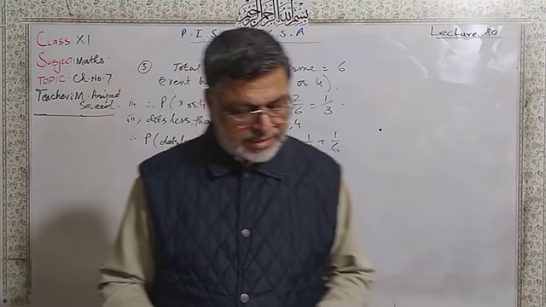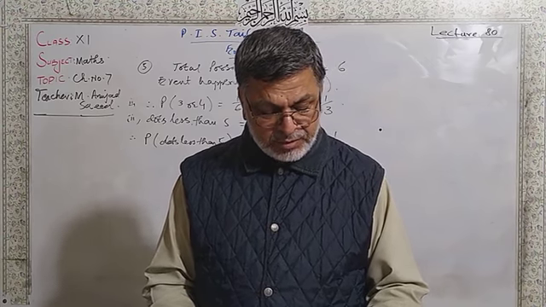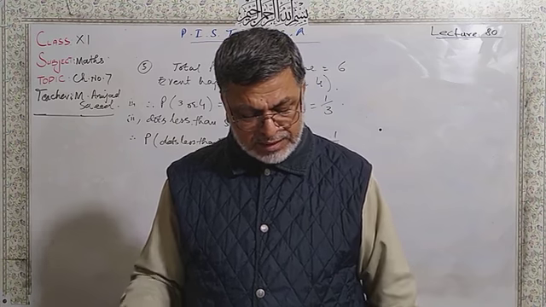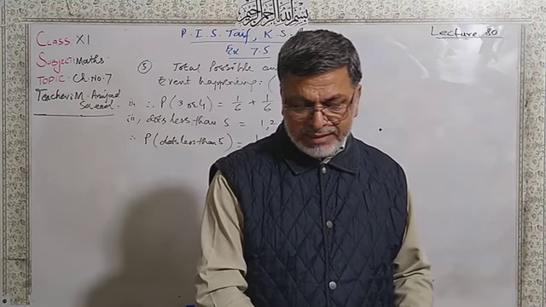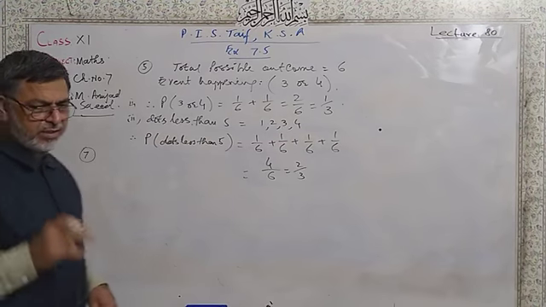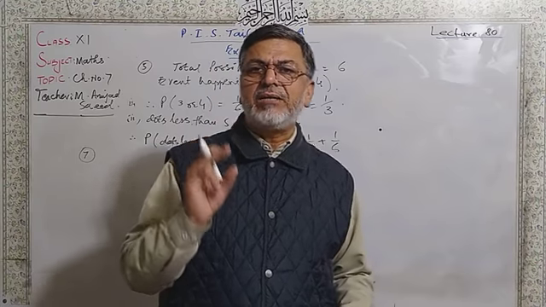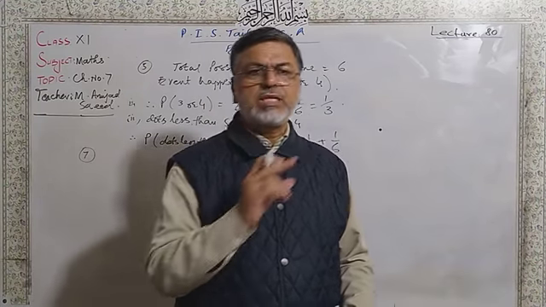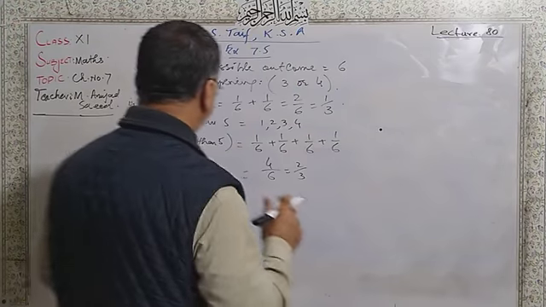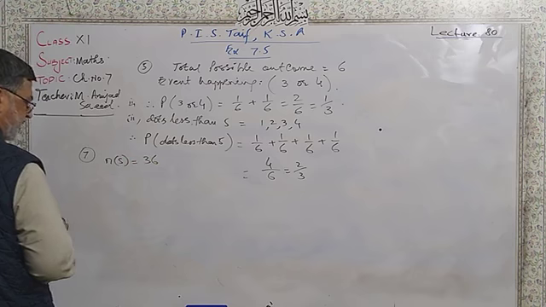After that, we have question number 7. Experiment: two dice, one red and other blue, are rolled simultaneously. The number of dots on the tops are added. The total of two scores is 5, then 7, then 11. Remember that if two dice are rolled at the same time, what is the number of total possible outcomes? Total possible outcomes will be 6 squared, 6 into 6, that will be 36. So this is known as n of S is equal to 36.